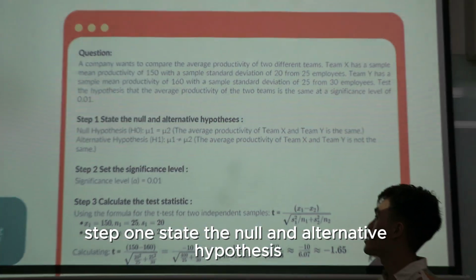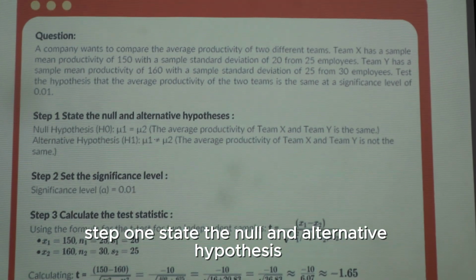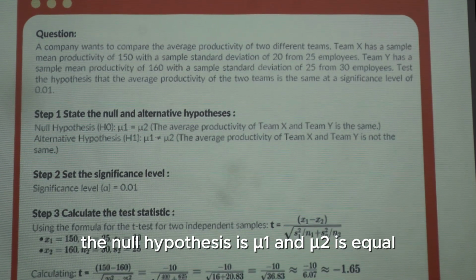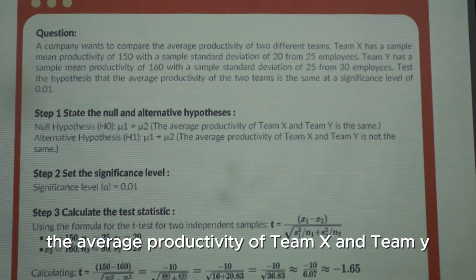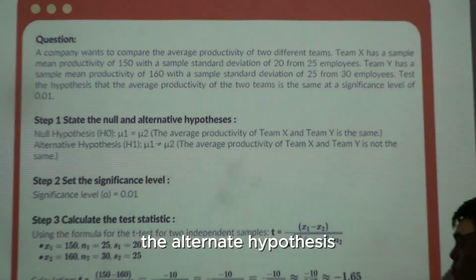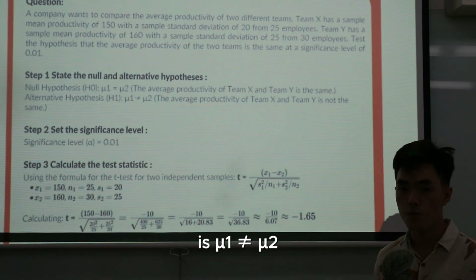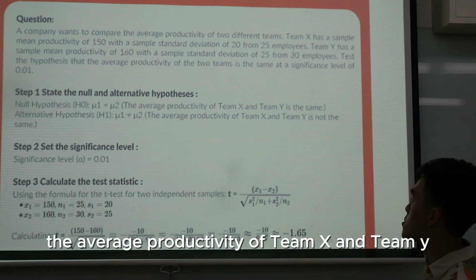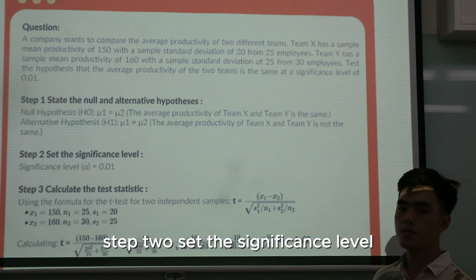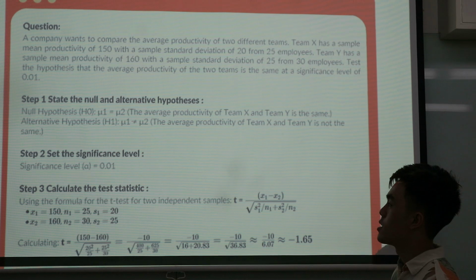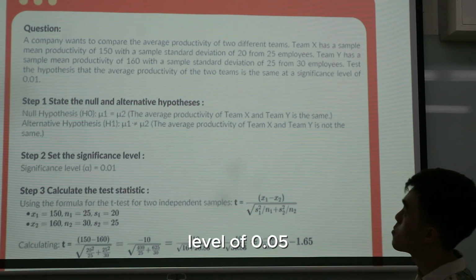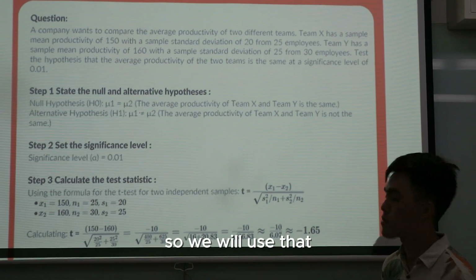Step 1. State the null and alternative hypothesis. The null hypothesis is mu1 and mu2 are equal, which means the average productivity of team X and team Y is the same. The alternative hypothesis is mu1 is not equal to mu2. The average productivity of team X and team Y is not the same. Step 2. Set the significance level. From the question, we can see that they have set the significance level of 0.01, so we will use that.